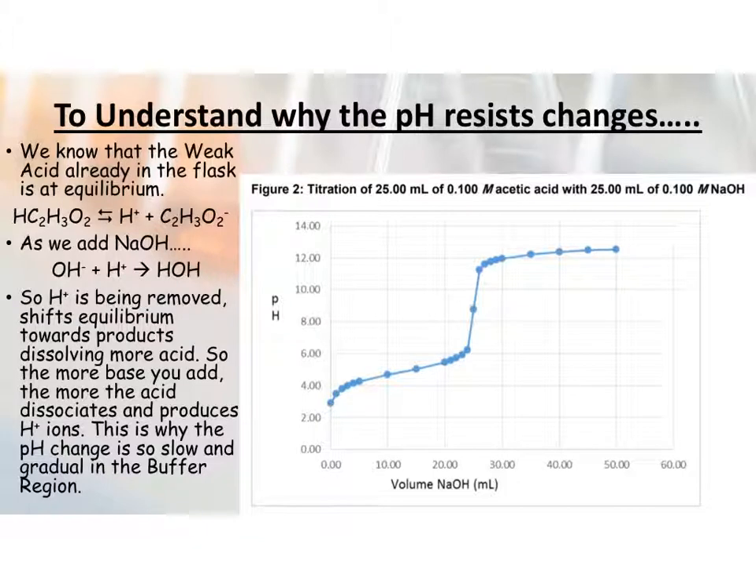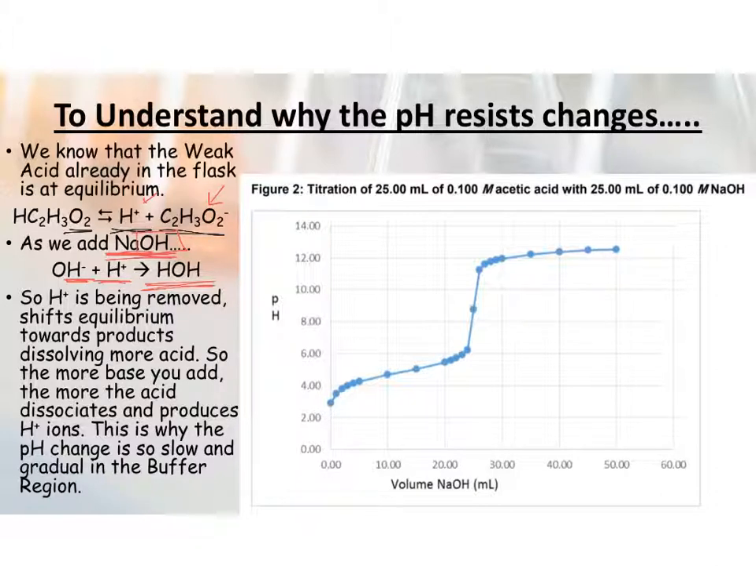Okay, so chemically, how does this actually work? Okay, so we know that we already have a weak acid equilibrium going on where we've got the weak acid producing some H plus and the conjugate base. Okay, now we add the NaOH. NaOH is a strong base, so it's going to be completely dissolved, and so you're going to get all these OH minuses. Those OH minuses grab the H pluses out of a solution and make water.